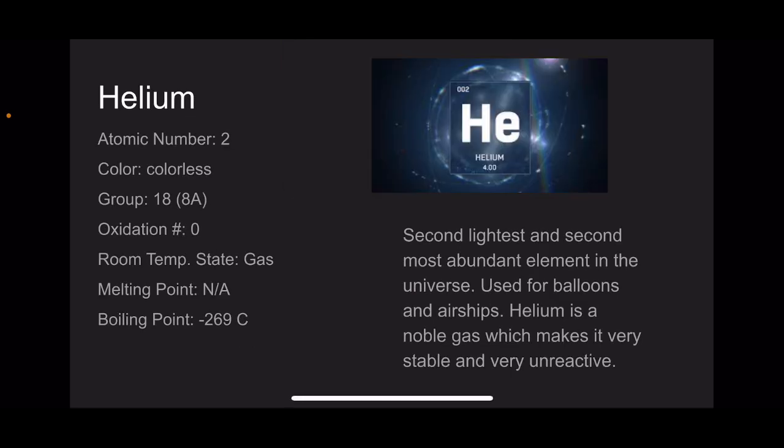Next up, we have helium. Helium's atomic number is 2. It is also colorless and odorless. It is in group 18, which makes it a noble gas, also known as group 8A. Its oxidation number is 0, and its room temperature state is gas. It has no recorded melting point, and its boiling point is negative 269 degrees Celsius.